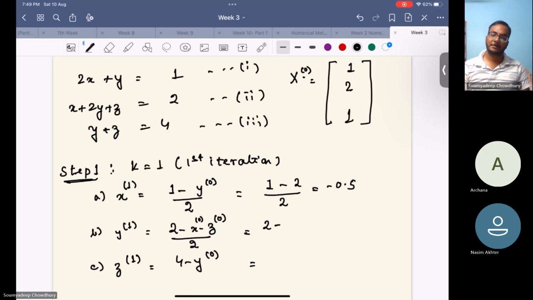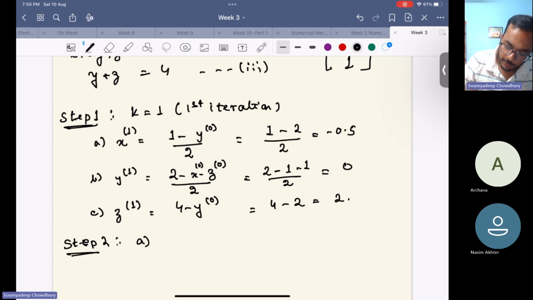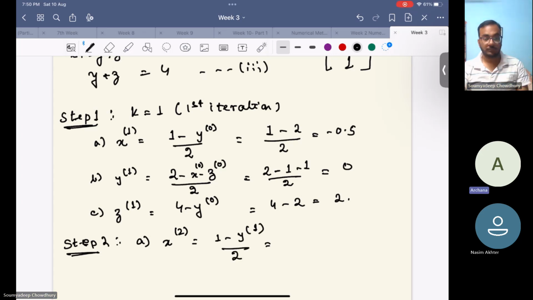Archana, can you tell me? Y of 1 will be 0 and Z of 1 will be 2. Correct. Archana, are you there? Did you get it? Yes, sir. So y of 1 is equal to 0, z of 1 is equal to 2. And in step 2, x of 2 will be equal to (1 minus y of 1) by 2.